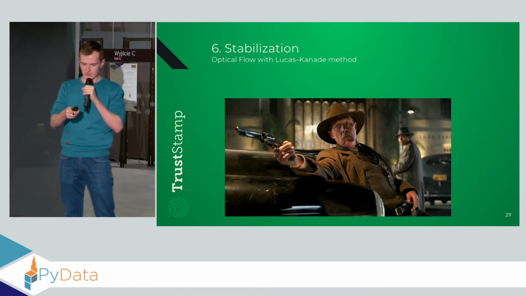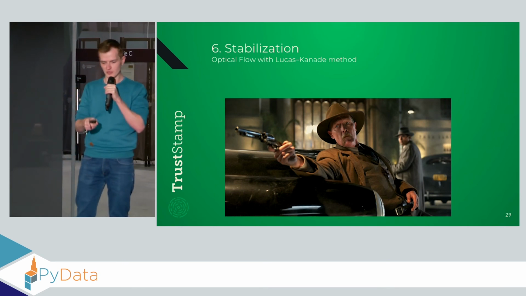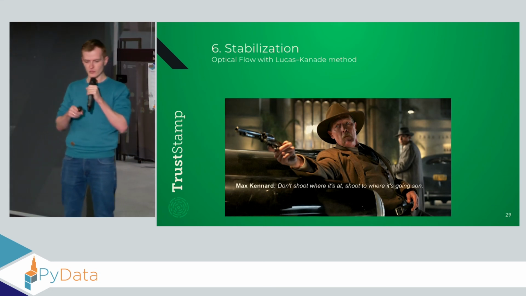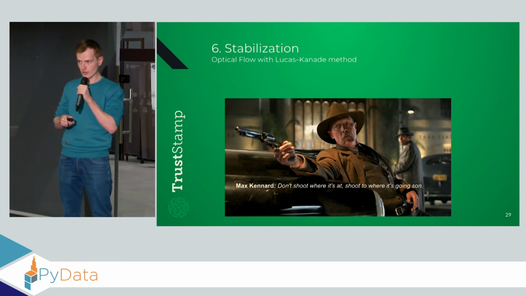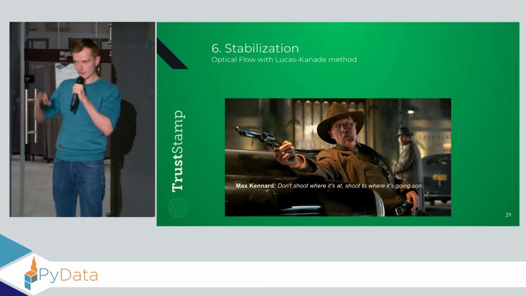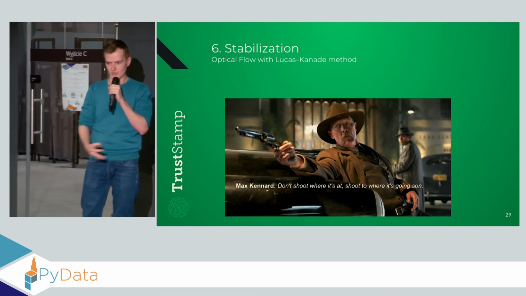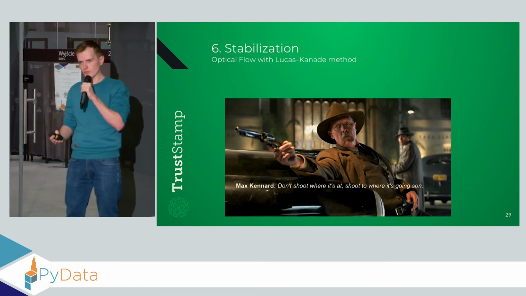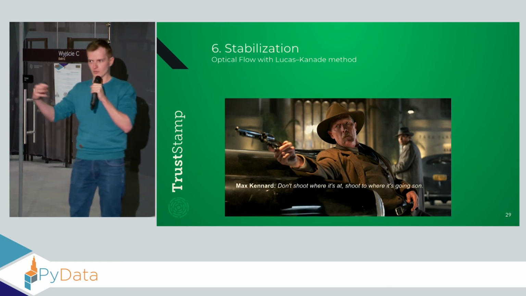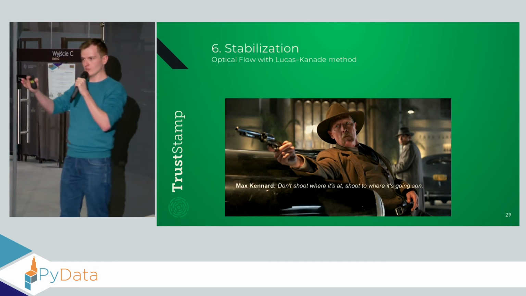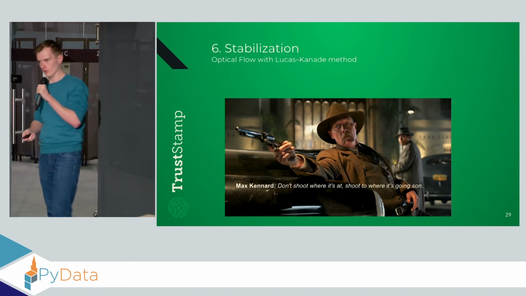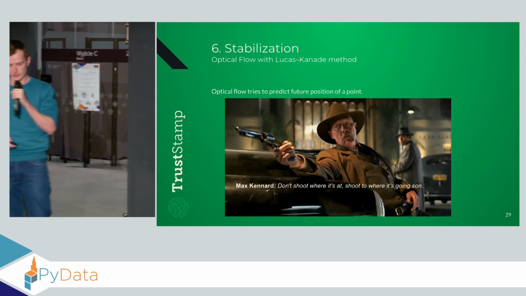So, never mind. There's a scene, and I decided to put it into this presentation because this guy tells a truth about optical flow. He said, don't shoot where it's at, shoot to where it's going. And that's basically all about optical flow. When a predator, like a lion, is chasing its victim, it also uses optical flow. It tries to predict where it's going to be in a second, maybe in 2 seconds, based on where it is now and its velocity. And that's basically how optical flow works. It tries to predict the future position of a point.